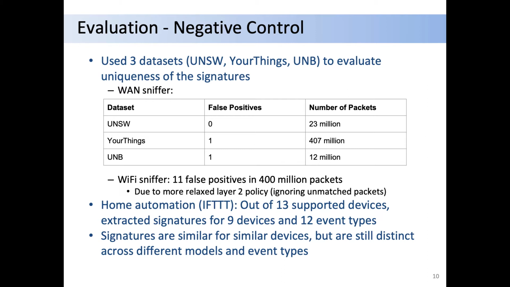They also explored home automation, which is the if this, then that. So basically automating your smart home. If you walk in the room, you want the light to turn on, etc. And out of 13 supported devices, they were able to get signatures for 9 devices and 12 event types. They determined that signatures are pretty similar for similar devices, but they're still distinct across different models and event types, so it's not going to disrupt the ping-pong system.